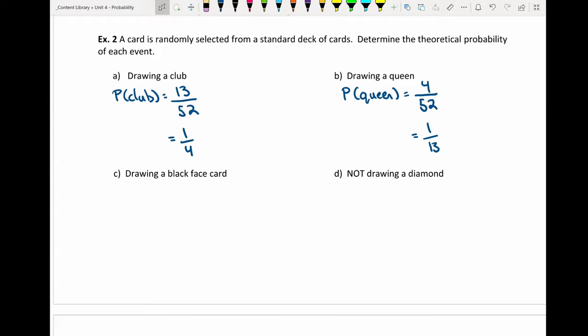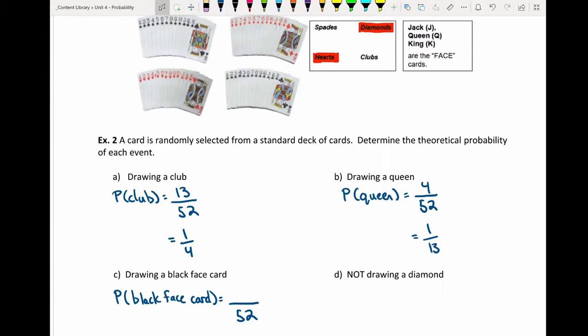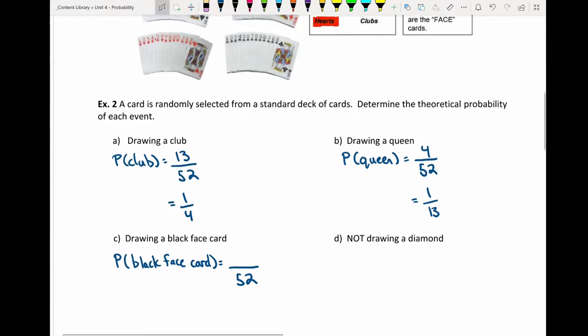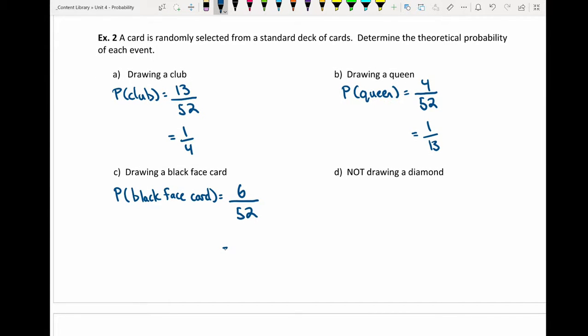Drawing a black face card. So the probability of a black face card. Again, I know the total number of outcomes from the deck is going to be 52 because there are 52 cards in a deck. Now, how many black face cards are there? If I look back, there are 2 suits that are black, the spades and the clubs, and there are 3 face cards per suit, so there are 6 in total. So 6 over 52 is my theoretical probability, and I can reduce this to 3 over 26.